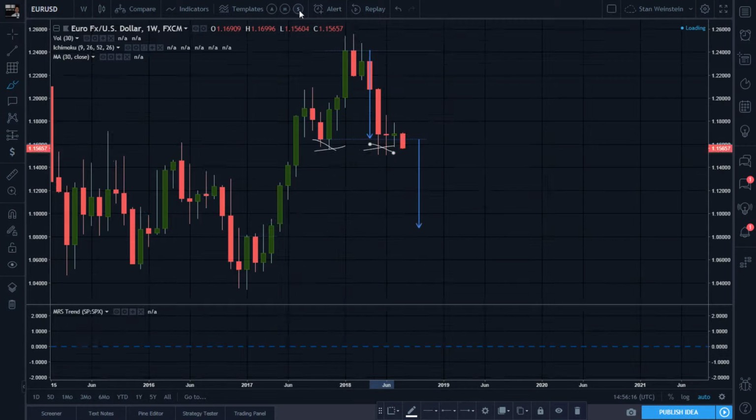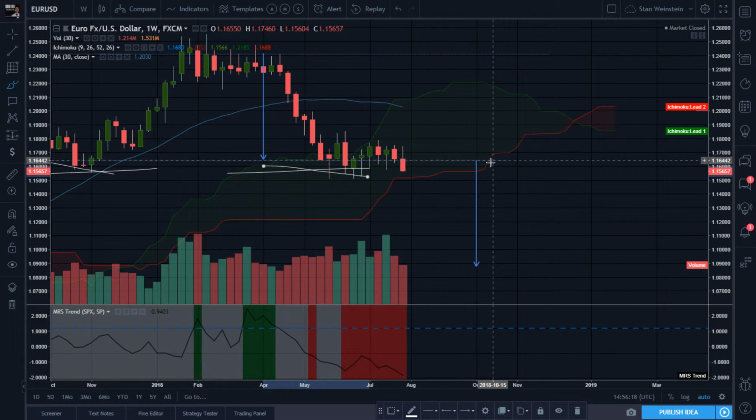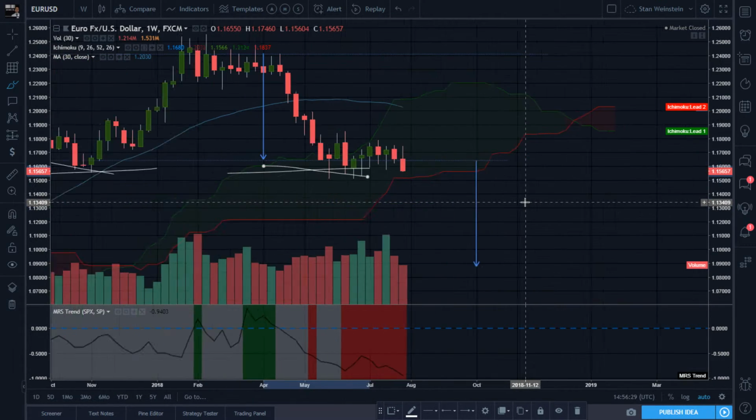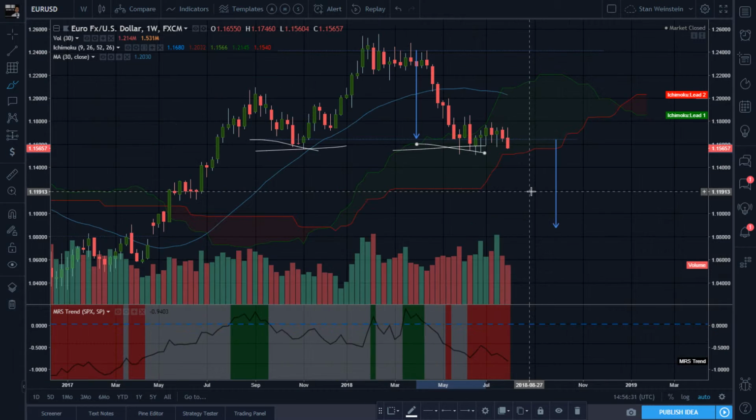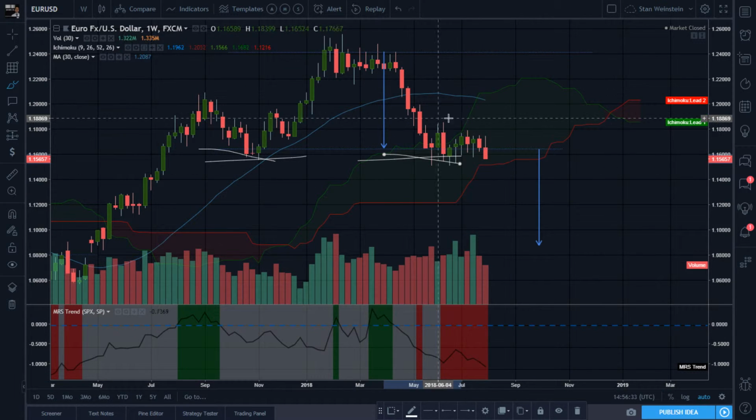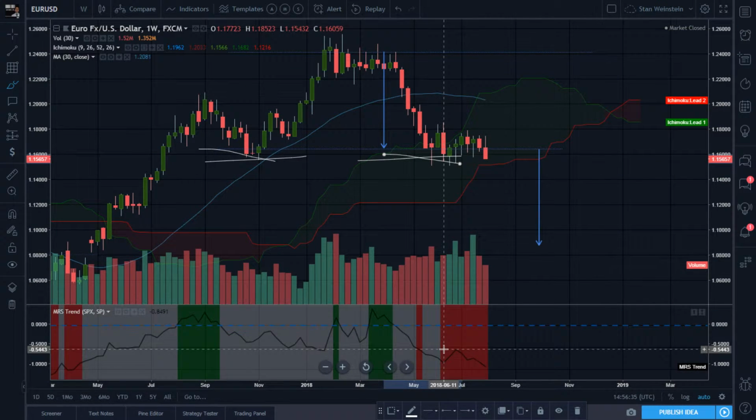Let's zoom in and see how we could apply Stan with the volume on the weekly. See the noise? These closes below the monthly defined breakdown line. Don't get trapped. All right, Ichimoku cloud. Okay, 30-week moving average angling downwards, it's red. That means the price action is below the 30-week moving average.